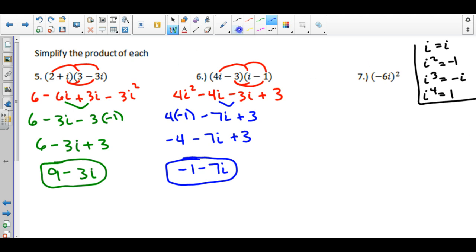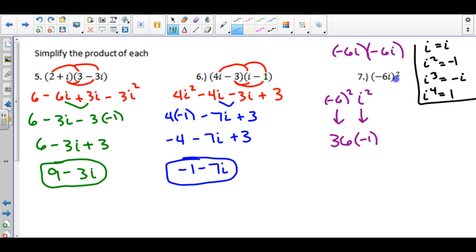Last one. This one looks kind of strange at first, -6i squared. There's a couple ways that you can think about this problem. You can either rewrite it out as -6i times itself, or you can use a rule of exponents, which is to take -6 and square it, and then take the i and square it. -6 squared is positive 36, and i squared is negative 1. So if you took this original expression from number 7, it would simplify to negative 36.